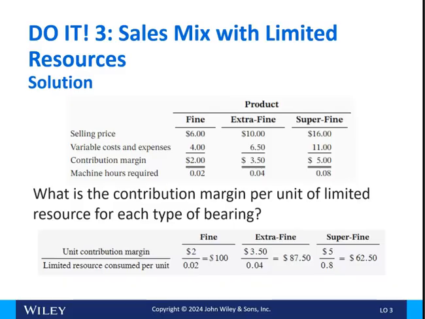So because the contribution margins aren't significantly different, $2, $3.50, and $5, but the machine hours are 0.02, double that at 0.04 for extra fine, double again to 0.08 for superfine, the fine has a higher contribution margin per limited resource.